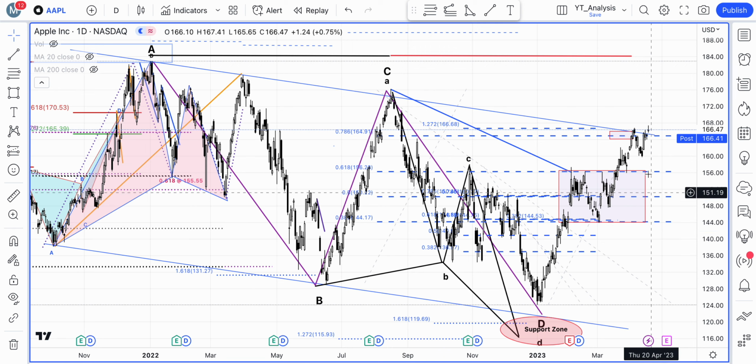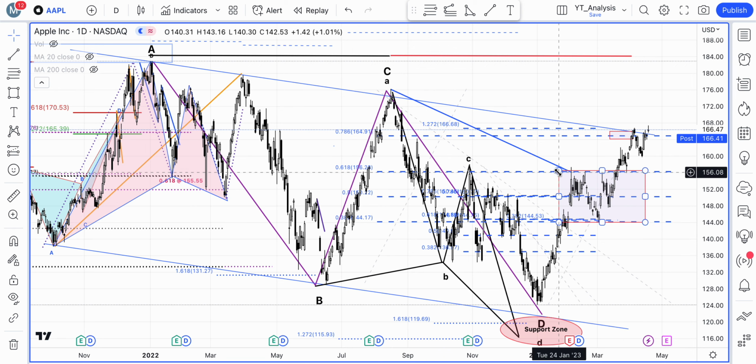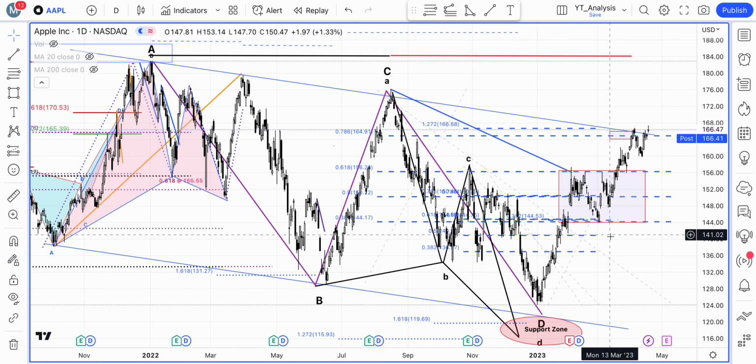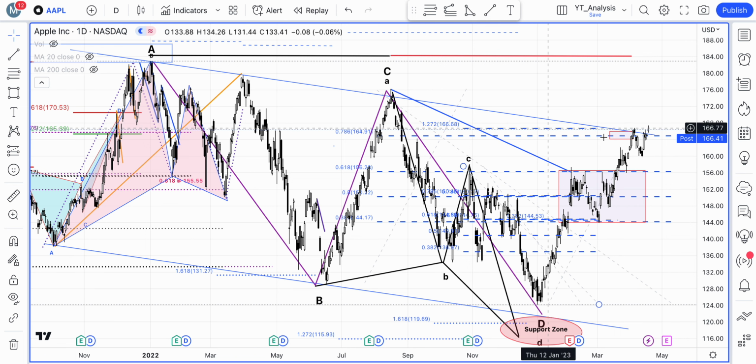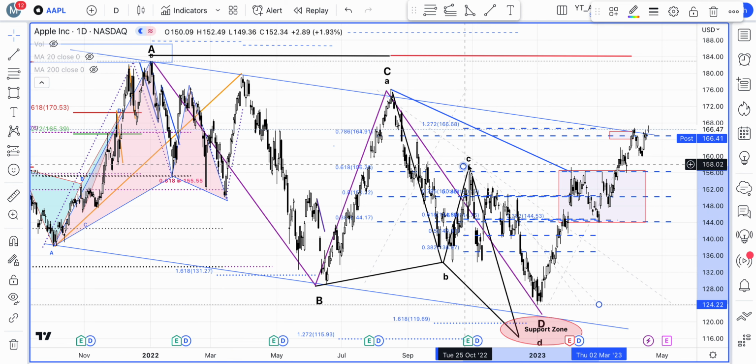Price then went into a consolidation, so it went into a range. It went lower. There was a support area here, and then it finally broke out of the range, and now it's testing this upper boundary between the 78.6% Fibonacci retracement and the 1.272 expansion of this swing here.